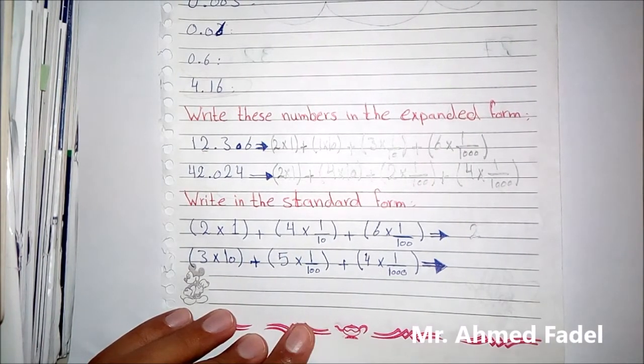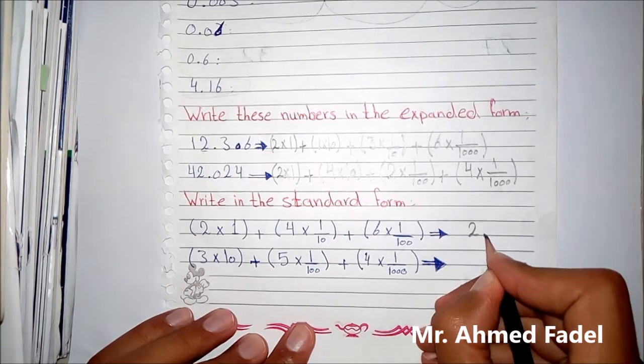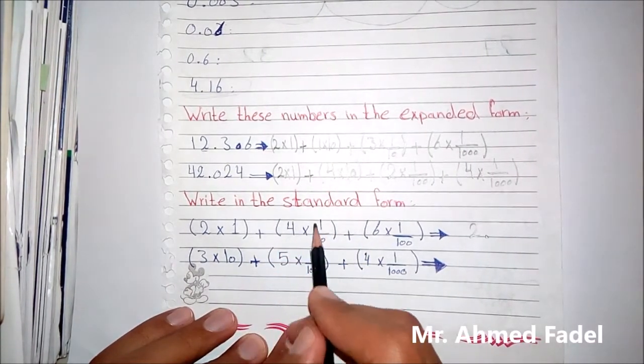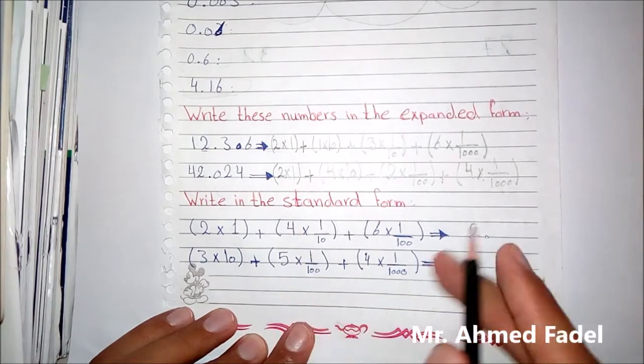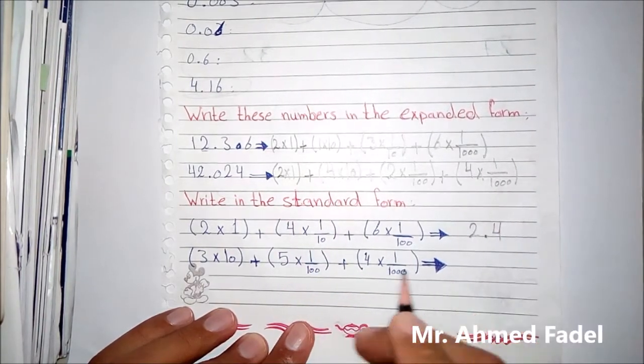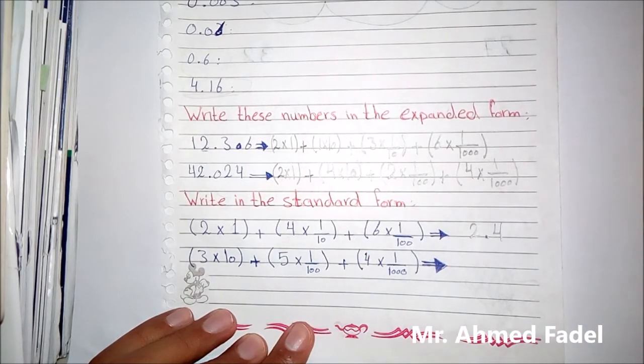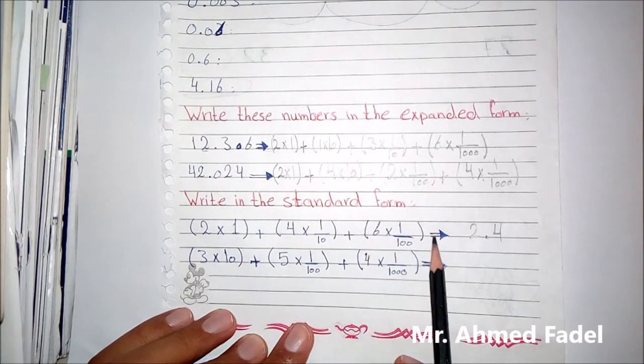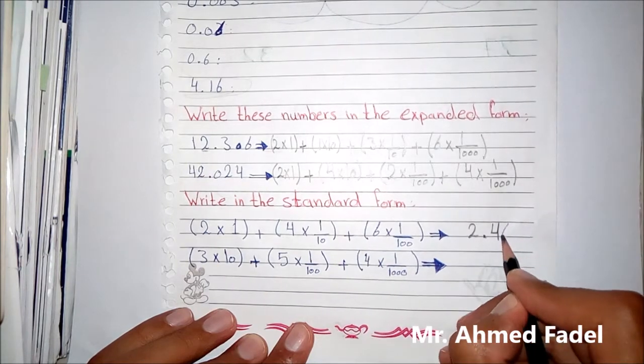And 4 times 1/10, this means here that there is a decimal point. And the 4 is in the first digit after the decimal point, because it's in the tenths place. And then it's 6 times 1 over 100, which is 6 times hundredths, 1/100. So it means that 6 is in the hundredths place, which is the second digit.